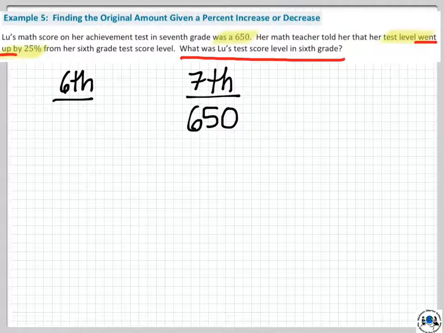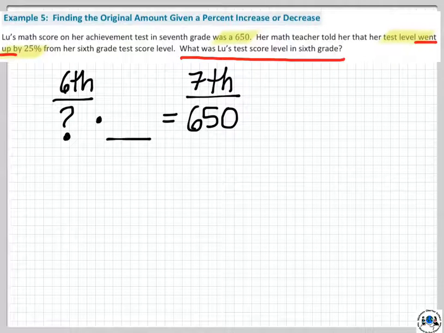Make a little bit of a table right here. So 6th grade we don't know, but we do know that her test score was 650 in 7th grade. So actually right now we have a couple of unknowns. First of all, her test score in 6th grade is the true unknown, because that's what we're trying to find. We're trying to find that original amount. But I'm thinking some of you are maybe not quite sure what to multiply that by.